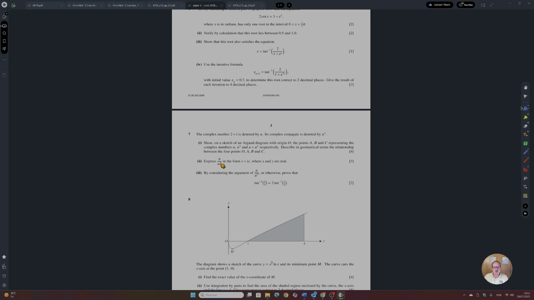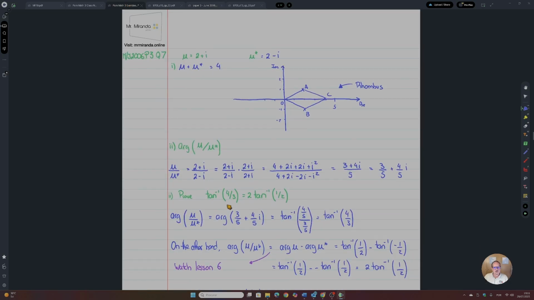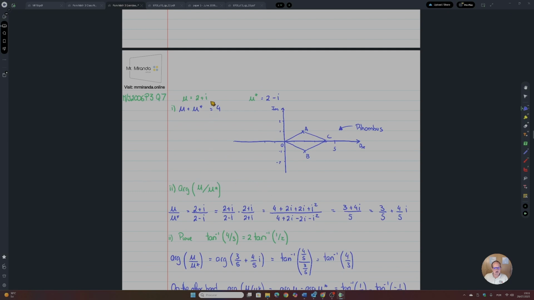Express u over u star in the form x plus iy, where x and y are real. Wait, I don't think that's what I have over here. I have to change this. Okay, I just have to do this and express it in terms of x plus yi. I have to change that in green. Okay, I'm going to do that now. Okay, fixed. So u over u star as x plus yi.